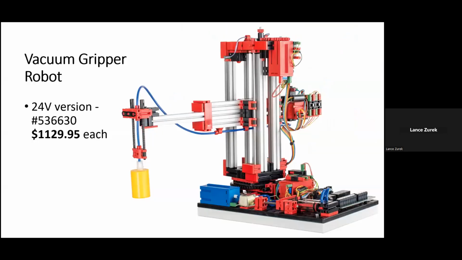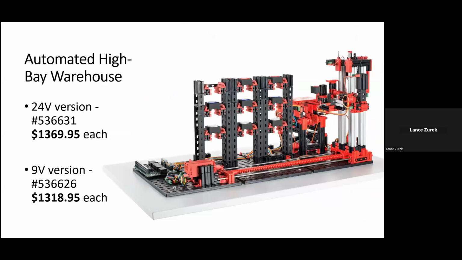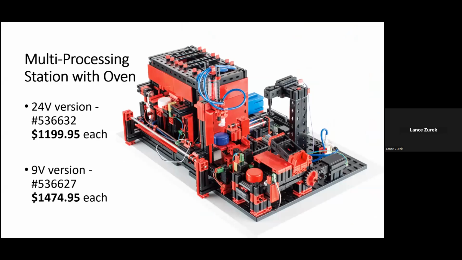For the vacuum gripper robot, it's only available in the 24-volt version, and you're looking at a cost of $1,129.95 per unit. The automated high bay warehouse in the 24-volt version is $1,369.95. In the 9-volt version is $1,318.95. The multi-processing station with the oven in the 24-volt version is $1,199.95. In the 9-volt version, $1,474.95.